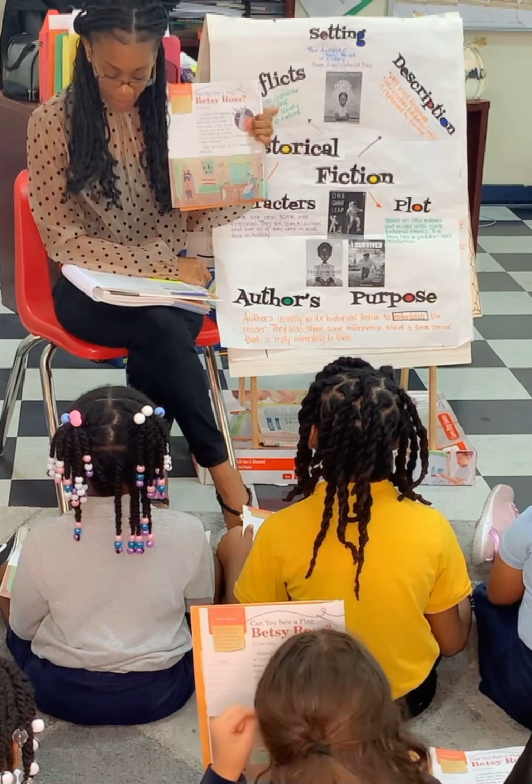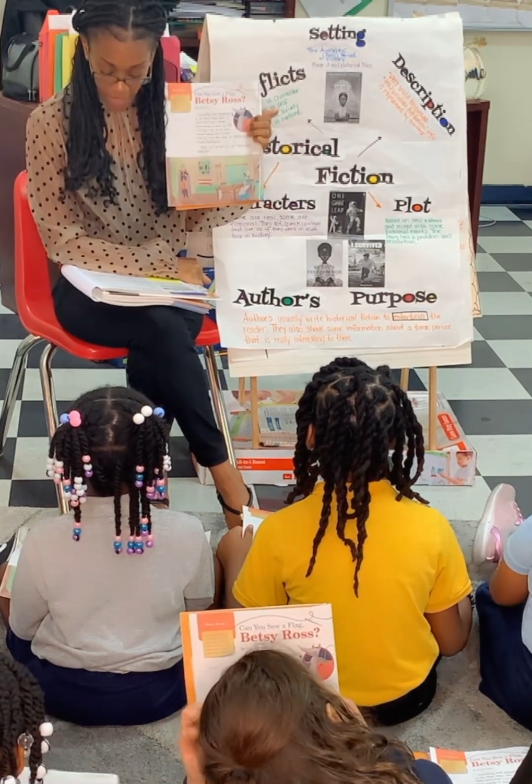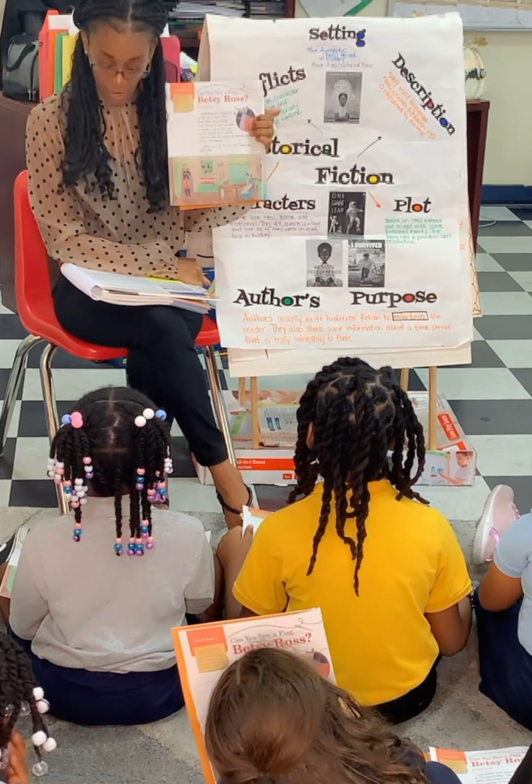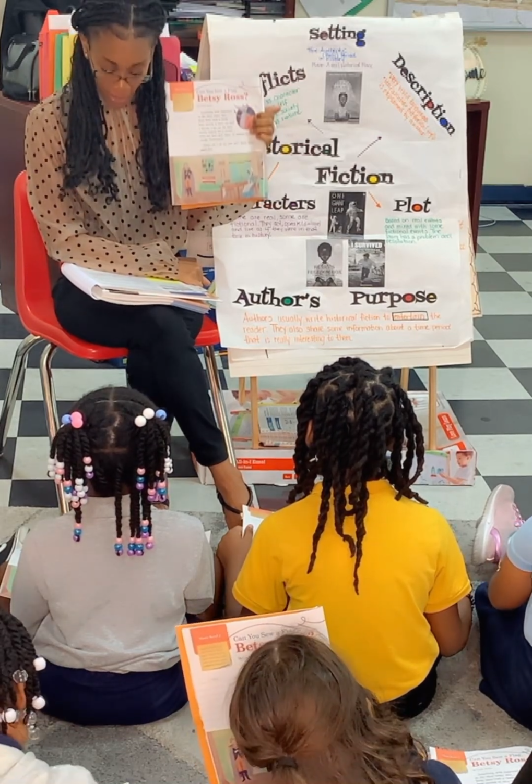Next, I look back at the illustrations to find the characters I read about in the first paragraph. I read the name Betsy Ross and General George Washington.